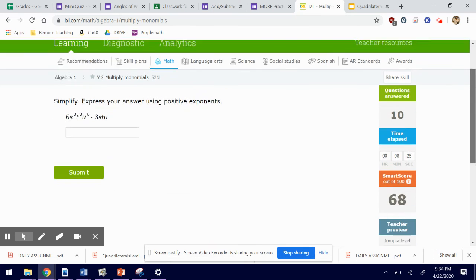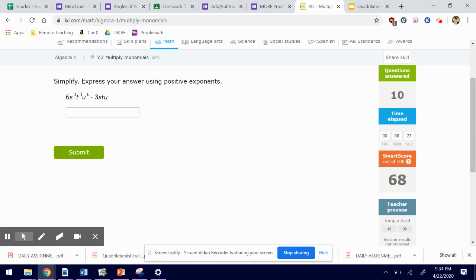Okay, I've only got to get to a 70, so it looks like I've just got one more answer to do. It looks like they gave me a pretty complicated one, but I'm just going to take it step by step. So I'm going to worry about my coefficients first, which is this 6 and this 3. Okay? 6 times 3 is 18.